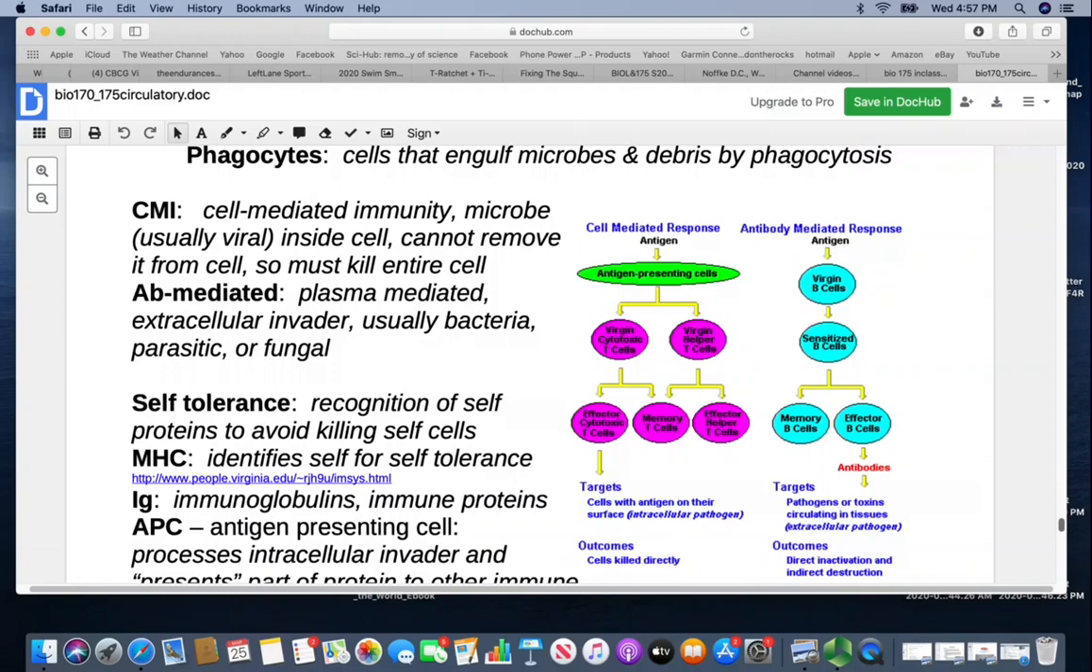With antibody-mediated or plasma-mediated, it's an extracellular invader. So these would be things that are bacterial, parasitic, or fungal. If they get inside the cell, it's a cell-mediated response. But if they're not, we use the antibody-mediated.